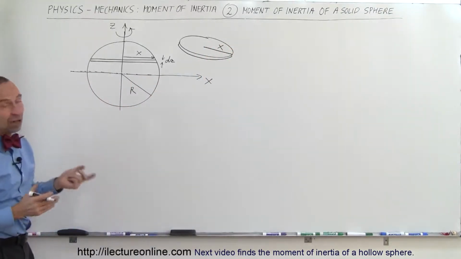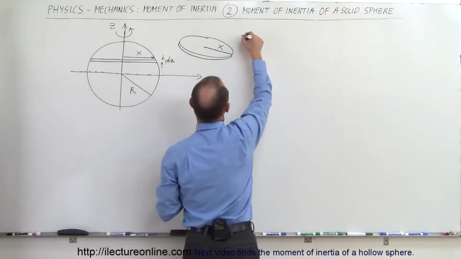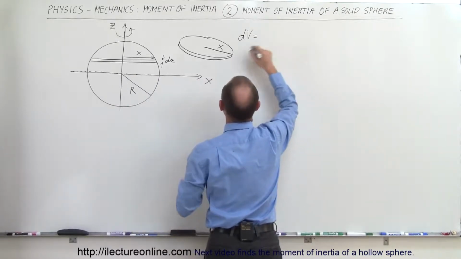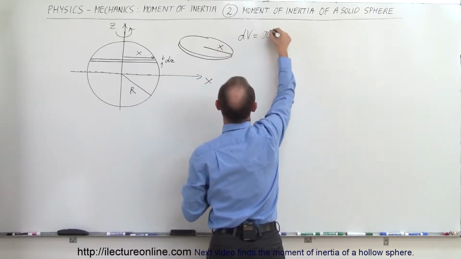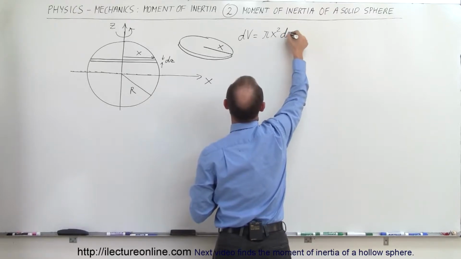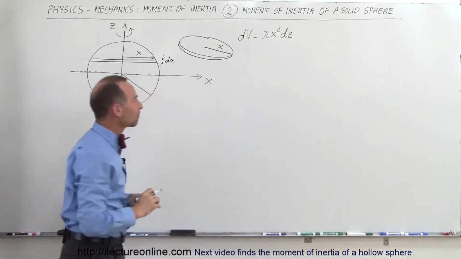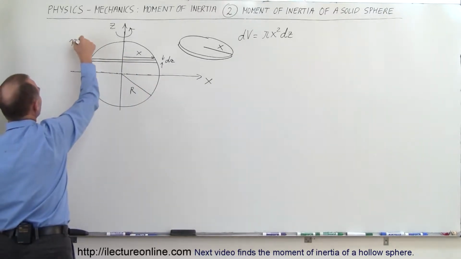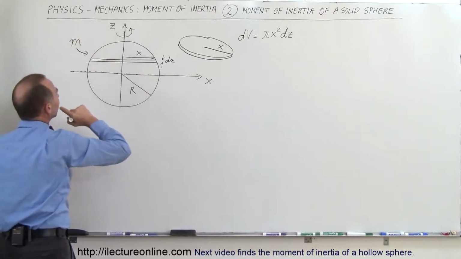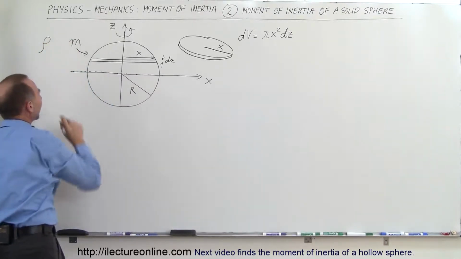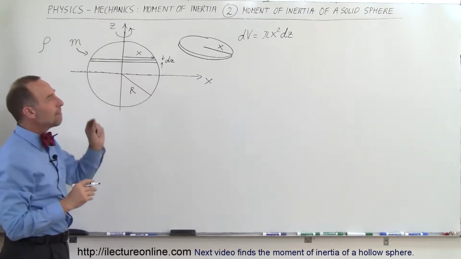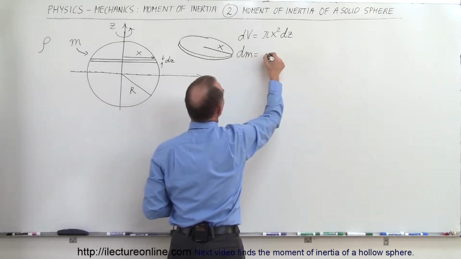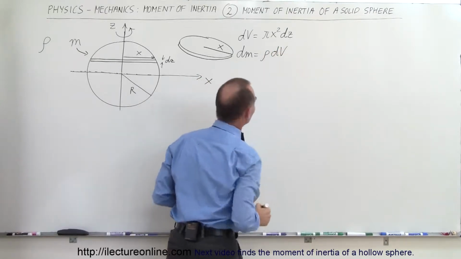And the volume of that, well, let's see here. The volume, the dV of that, because it's a small infinitesimal slice, would be equal to the surface area, which would be equal to pi x squared times dz. So that would be the volume of that slice. Notice, if the mass of the whole sphere is equal to m, and let's say that rho is the density of the sphere, then the mass of that slice, so the dm of that slice, would be equal to the density times the volume of that slice.